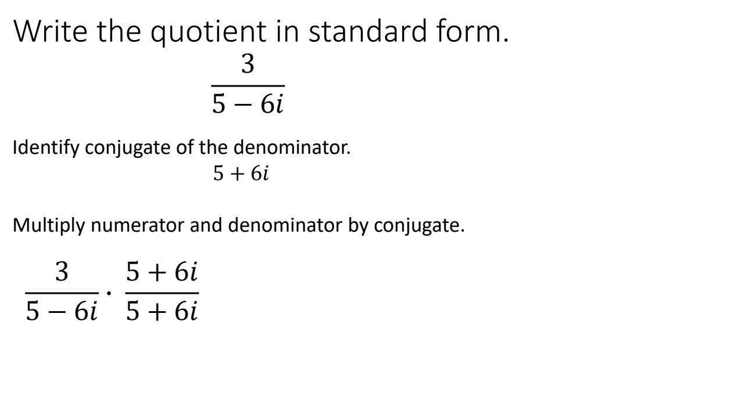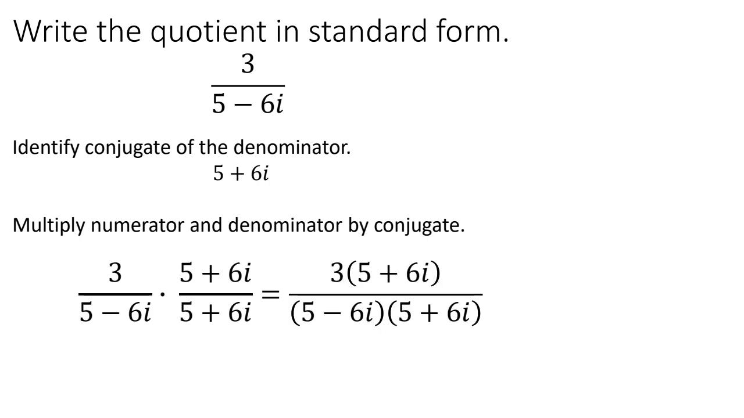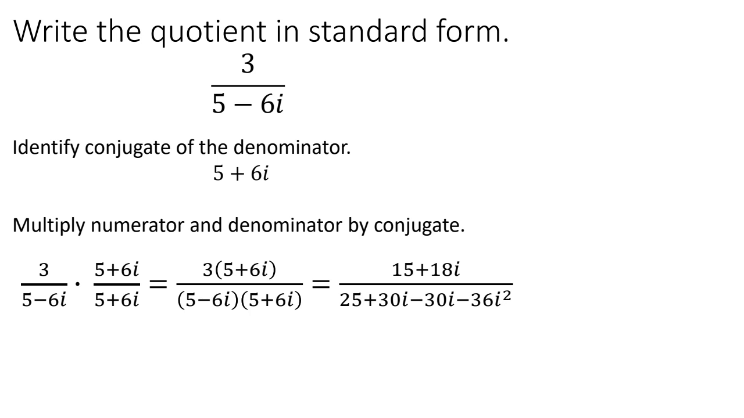So again, whatever I do on the bottom, I have to do to the top. So let's do this. A product of two complex numbers. The first one is easy. It's just a distribution, right? I'm multiplying 3 times the 5 plus 6i. But now I have two complex numbers that are like polynomials, right? We're going to do FOIL on this one. So when we do this multiplication, in the numerator I get 15 plus 18i. The denominator after FOIL I get 25 plus 30i minus 30i minus 36i squared. We can combine our like terms. These two become 0. i squared, we know that's negative 1. So let's replace that.